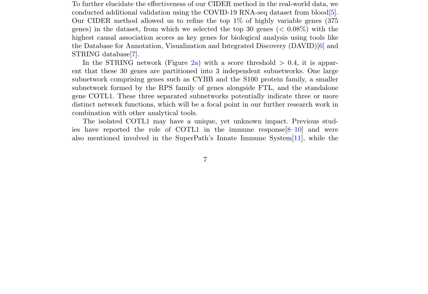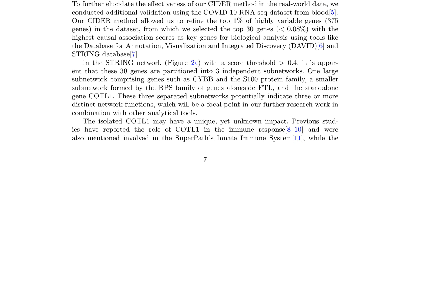These genes are analyzed using tools like DAVID and the STRING database, revealing 3 independent subnetworks in the STRING network. One large subnetwork comprises genes such as CYBB and the S100 protein family, while the other 2 subnetworks are smaller, consisting of the RPS family of genes alongside FTL, and the standalone gene COTL1.